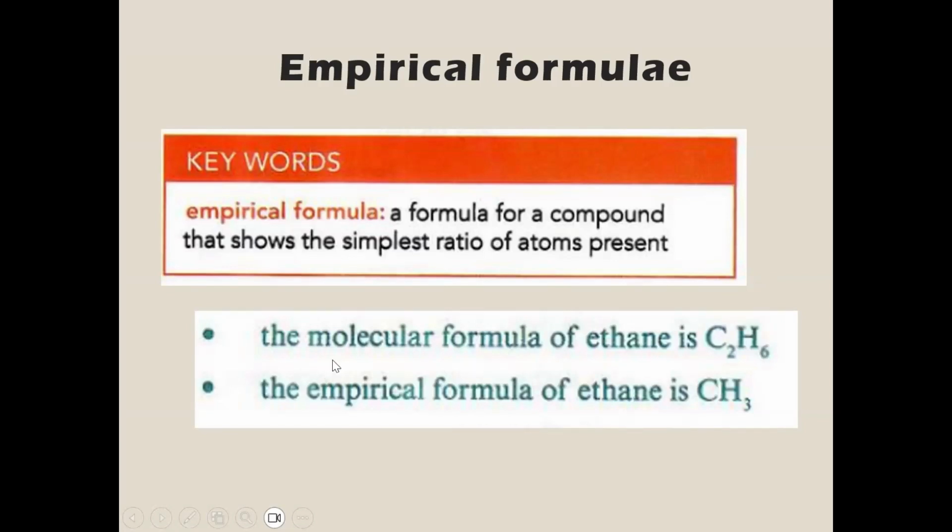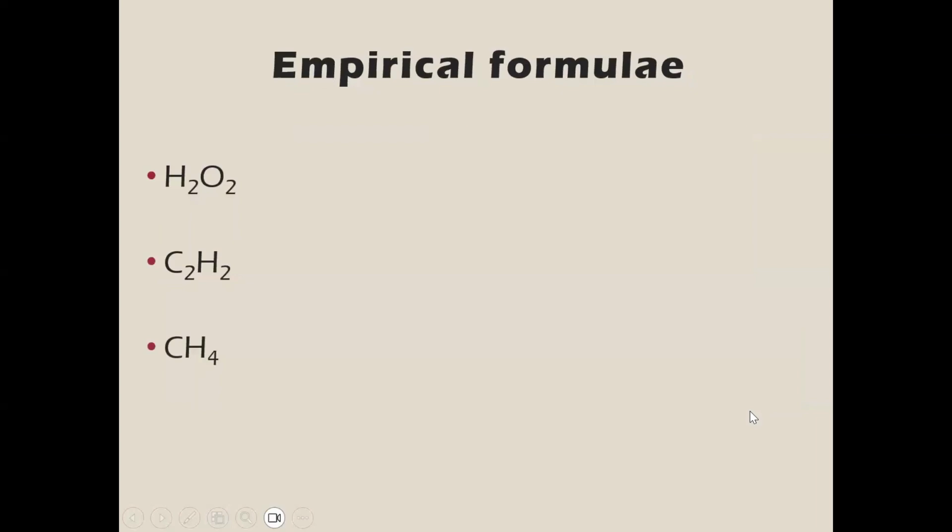Okay? Like, for example, the molecular formula of ethane is C2H6. So what is the ratio of the atoms? The carbon, 2 carbon to 6 hydrogen. So we can simplify this ratio. Yes, we can divide by 2. So 1 carbon needs 3 hydrogens. So 1 carbon to 3 hydrogen is the simplest formula.